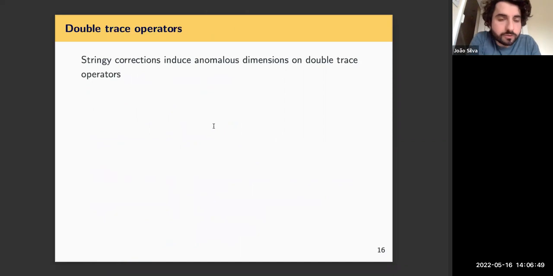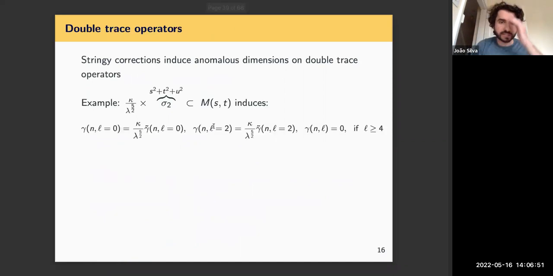Okay, so let me tell you some more about the double trace operators. Let's consider some general contact term that appears in the Mellin amplitude. Let me consider an example of a contact term, and I'll consider just sigma 2 times some coefficient kappa divided by lambda to the power 5 halves. I'm just considering some example which I want to work out. The anomalous dimension comes out proportional to kappa divided by lambda to the power 5 halves times gamma tilde, and gamma tilde will be some number.